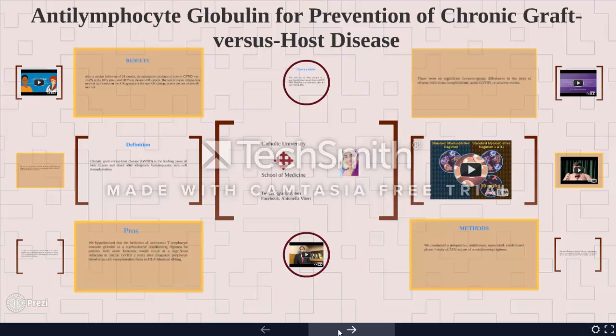Antilymphocyte Globulin for Prevention of Chronic Graft versus Host Disease.